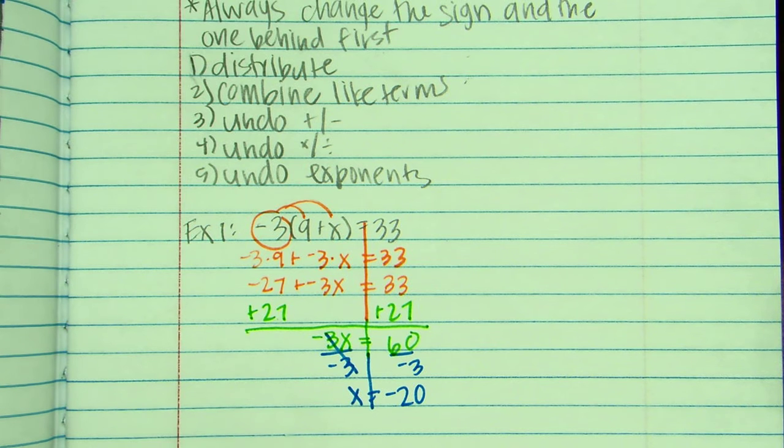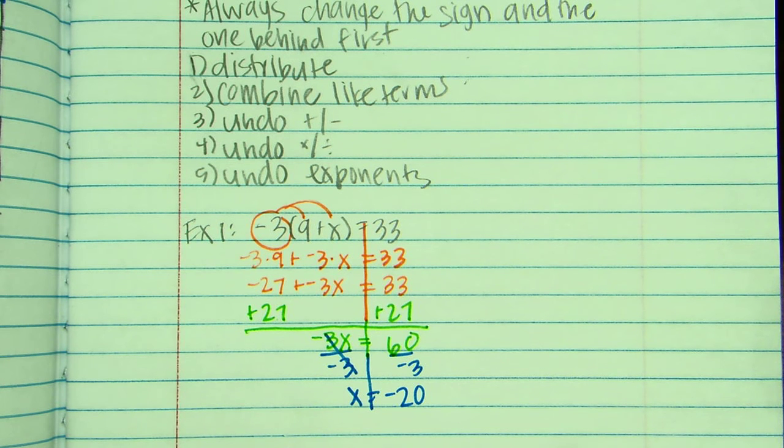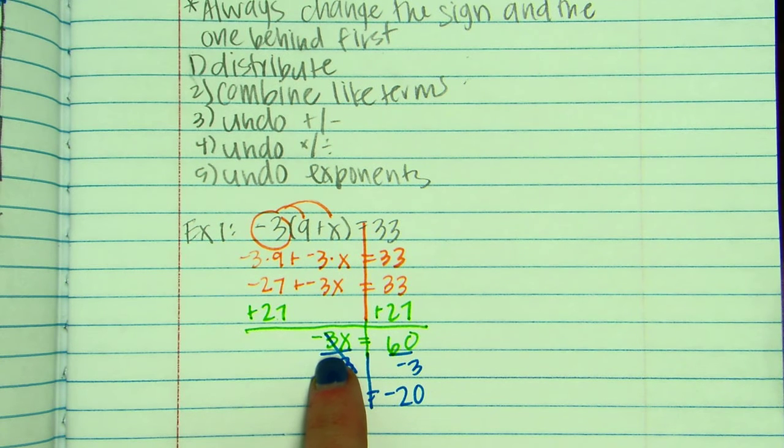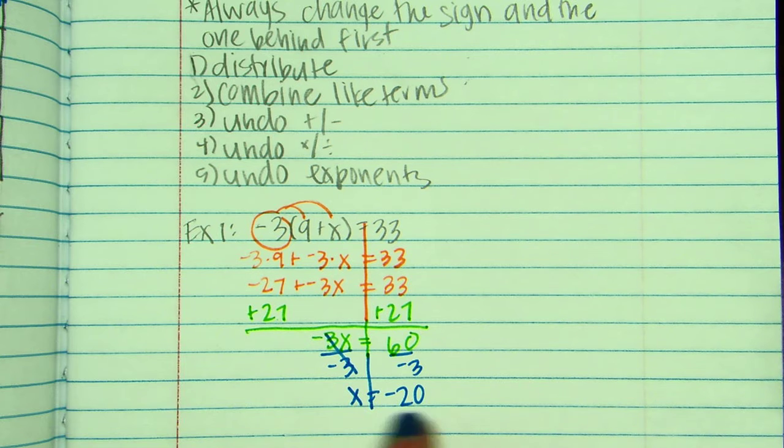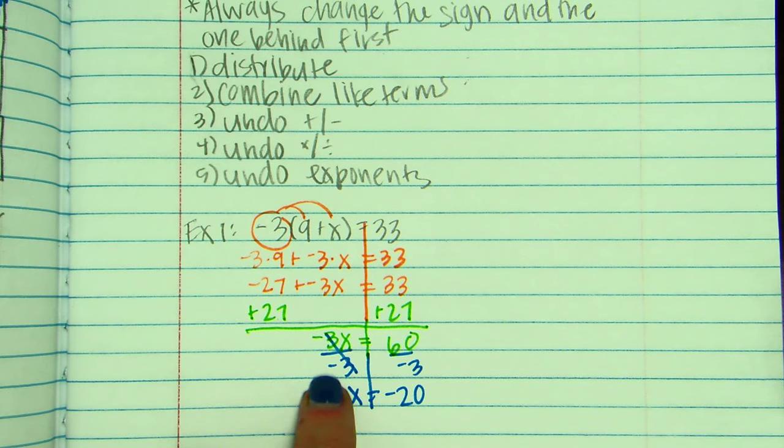Last video got cut off, so I'm just going to continue from where we left off. To get rid of the negative, we have negative 3 times x. The opposite of multiplying by negative 3 is dividing by negative 3, so I divided both sides by negative 3. 60 divided by negative 3 is negative 20. Negative 3 divided by negative 3 is negative 1, so I have 1x equals negative 20.